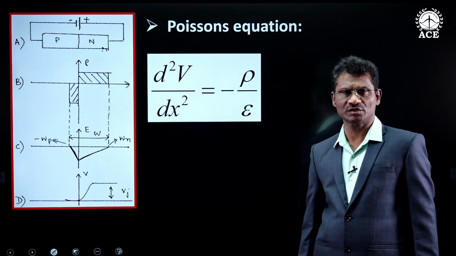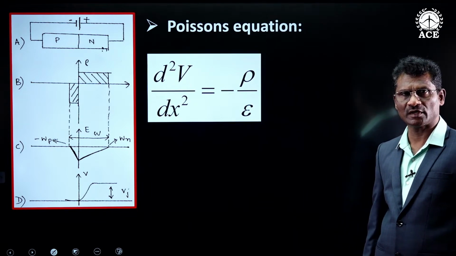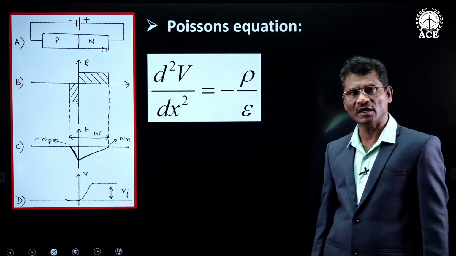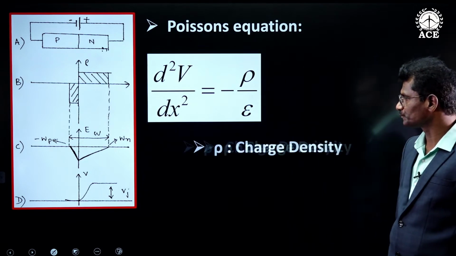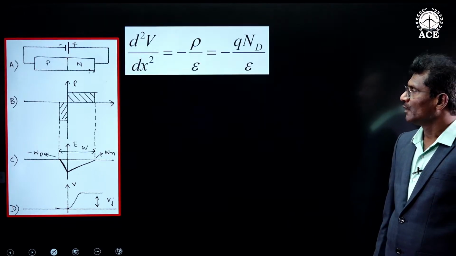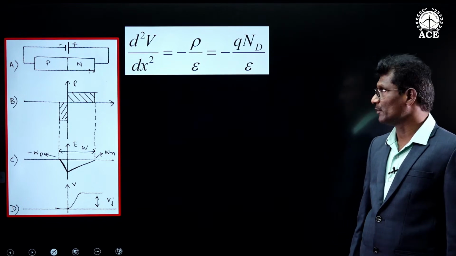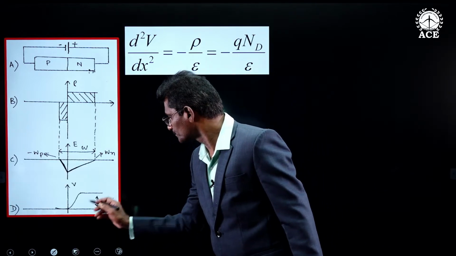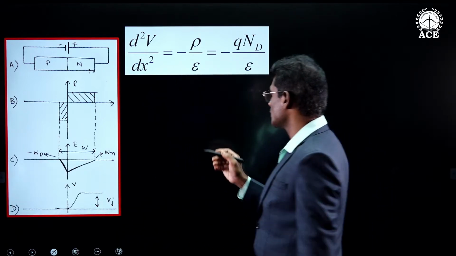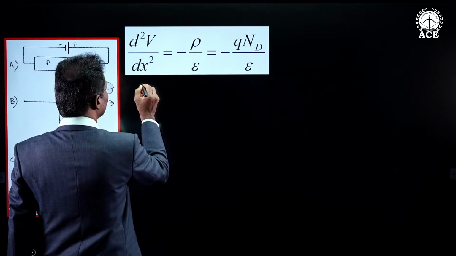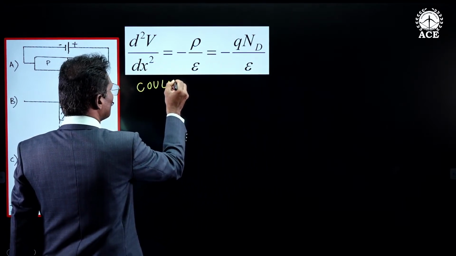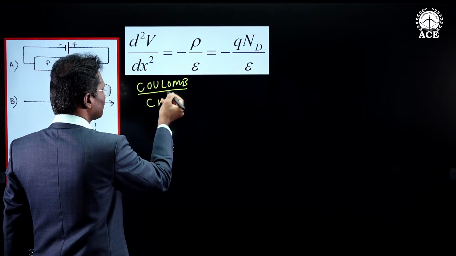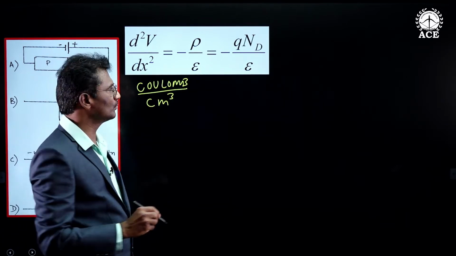According to Poisson's equation, d square V by dx square is minus rho by epsilon, where rho is charge density and epsilon is permittivity. Now, this rho I am replacing by some equivalent. Let us see how it has been formed. The unit for rho, charge density, is Coulomb per centimeter cube.